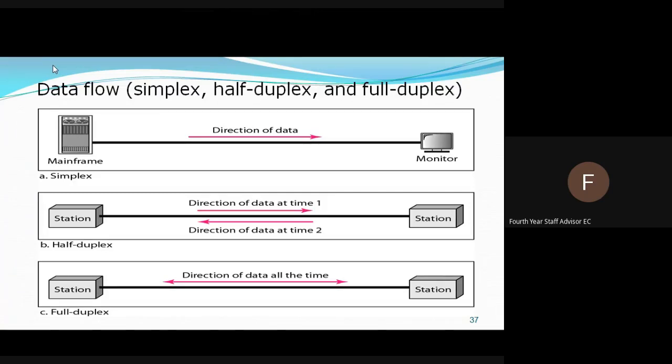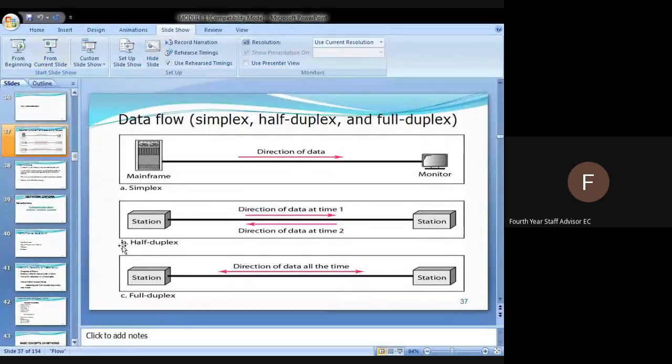So the capacity of the channel is entirely utilized by the device that is transmitting at that time. At a particular time, whoever is transmitting the data makes use of the entire channel. And that is the half duplex transmission. An example of half duplex is the walkie-talkie. Now, the third one is the full duplex mode of transmission.